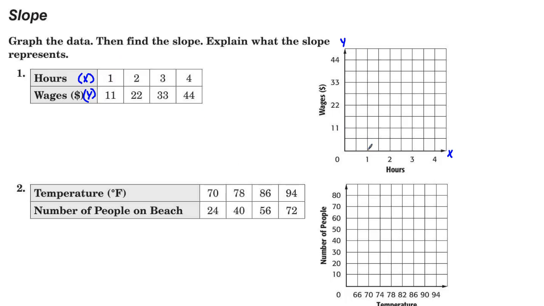Our first point is (1, 11). You work 1 hour, you earn $11. Our next point is (2, 22). So 1 hour, $11. 2 hours, $22. 3 hours, $33. And our last point, 4 hours, $44.